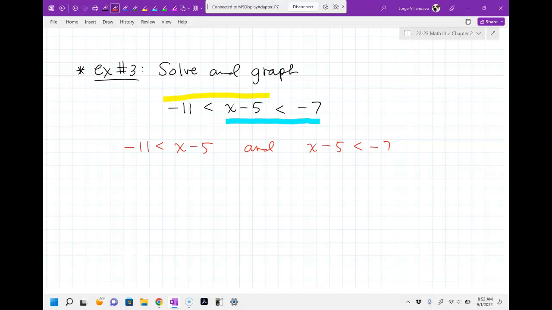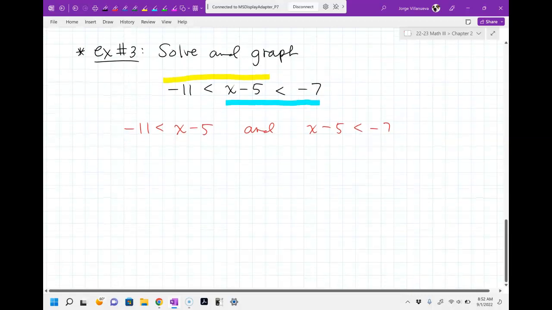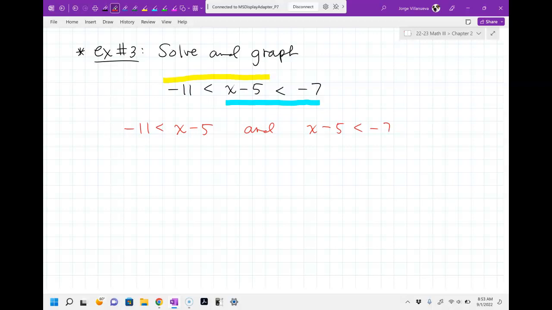Now, what we're going to do next is go ahead and solve them. So let me give you guys a little bit of time. Go ahead and solve these two things. Okay, I'm going to pause the video. All right, so hopefully you have your solutions. Let's check them really quick. If you add 5 to both sides, you get negative 6 less than x, since negative 11 plus 5 is negative 6. So that should have been one answer you got. If we add 5 on the other side, we get x less than negative 7 plus 5, which is negative 2.